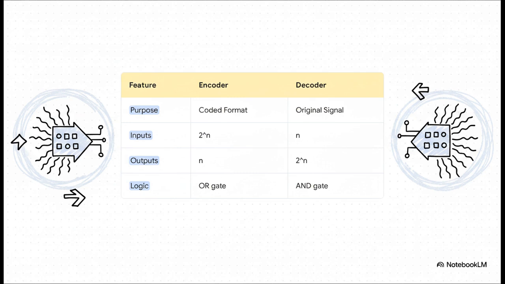Think about your keyboard. When you press a single key, an encoder takes that one active signal and turns it into a binary code that the computer can understand. So, where a decoder goes from n inputs to 2^n outputs, an encoder does the reverse. It goes from 2^n inputs down to just n outputs. So, an encoder compresses information and a decoder expands it back out again.